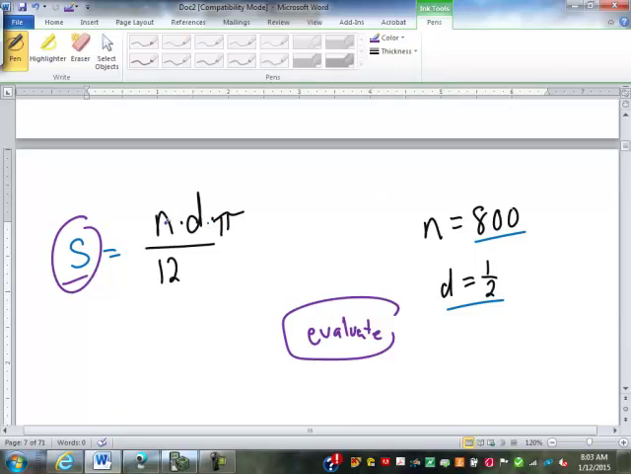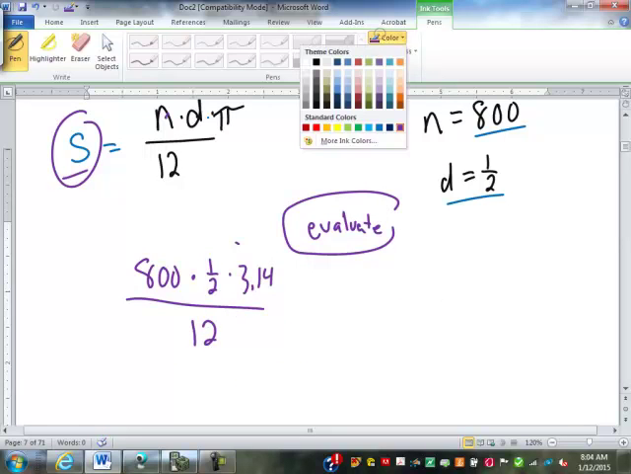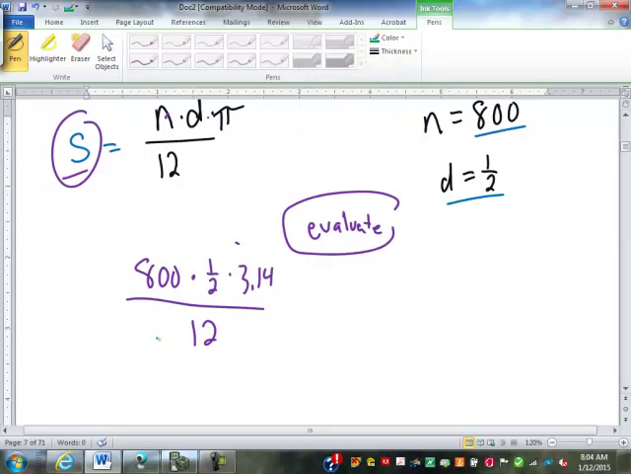All you do, if we recall, is take the n and replace it with 800. d gets replaced with 1/2. Of course, pi is just pi. It's 3.14 is what we normally use. Divided by 12. So what do we have to do first?